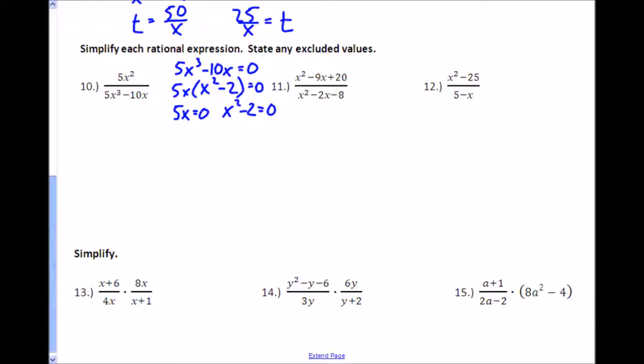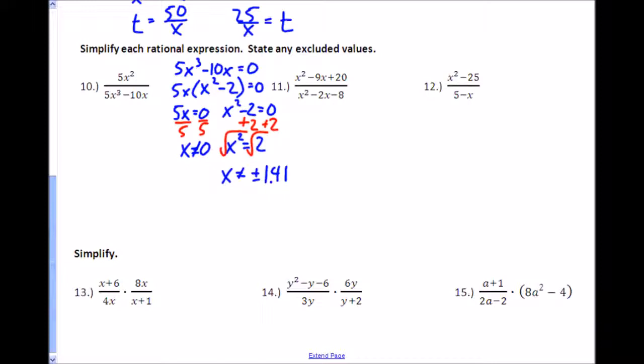And I solve each. This one I divide each side by the 5. So I find out that x equals 0. Or rather, x cannot equal 0. Here I add the 2 to each side. So I find out that x squared equals 2. And then I take the square root of each side. And when I do this, I'm just going to plug this into my calculator and express it as a decimal, just to round it off. So the square root of 2 is, and since we took the square root of each side, it's got to be plus or minus 1.41. So these are all my excluded values.